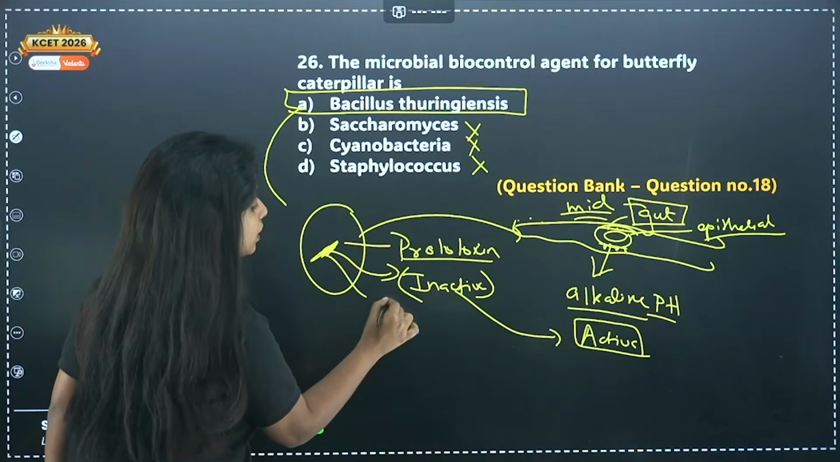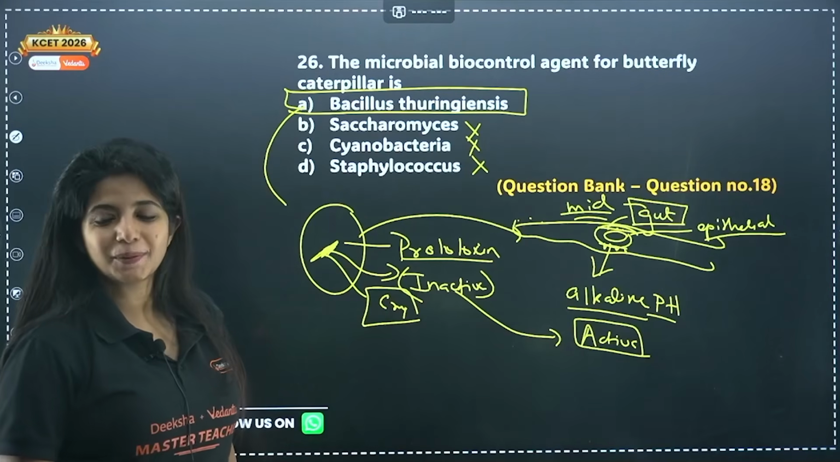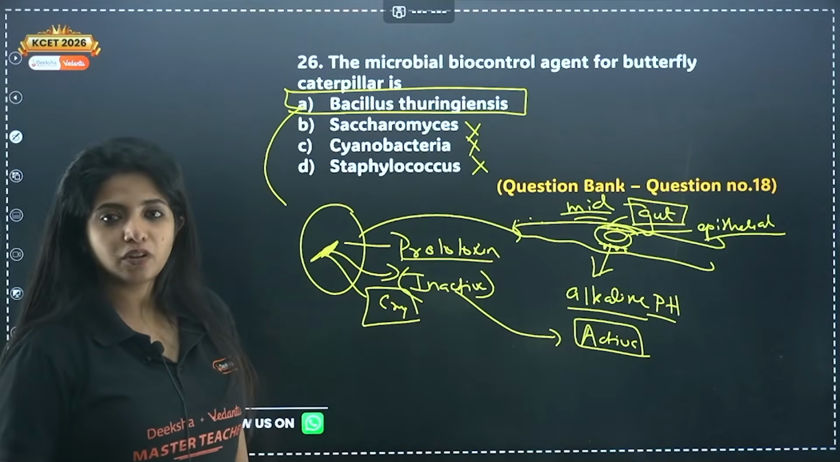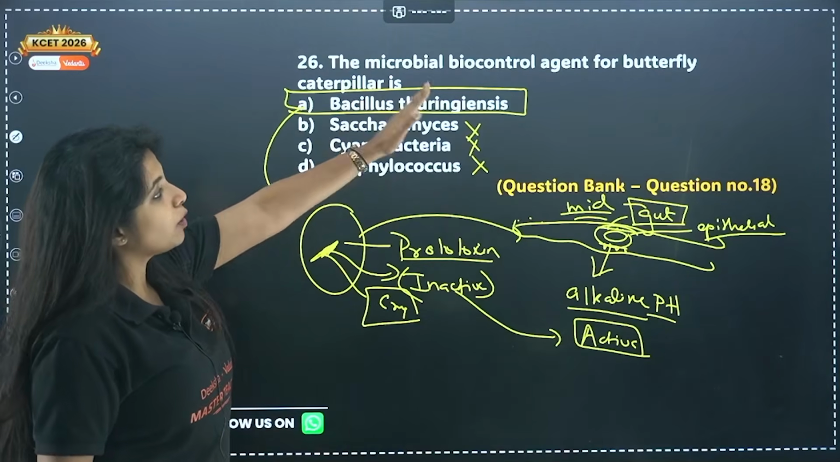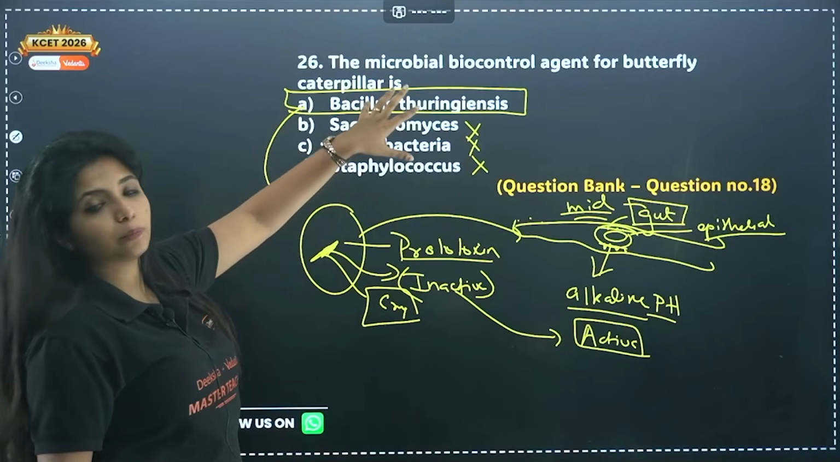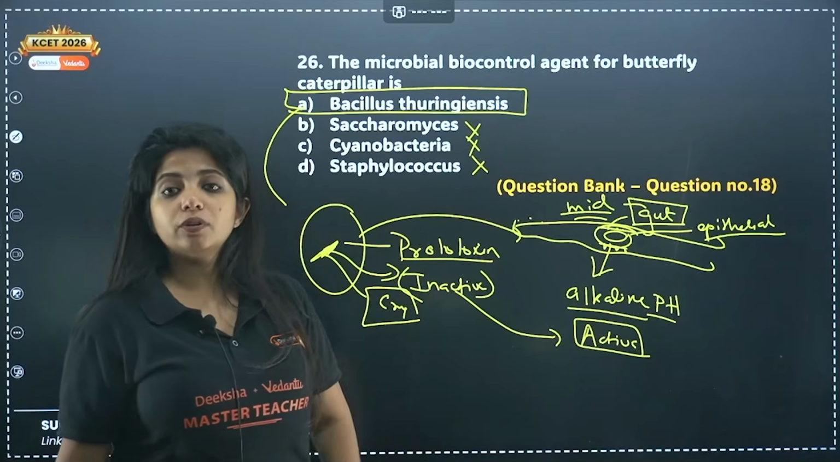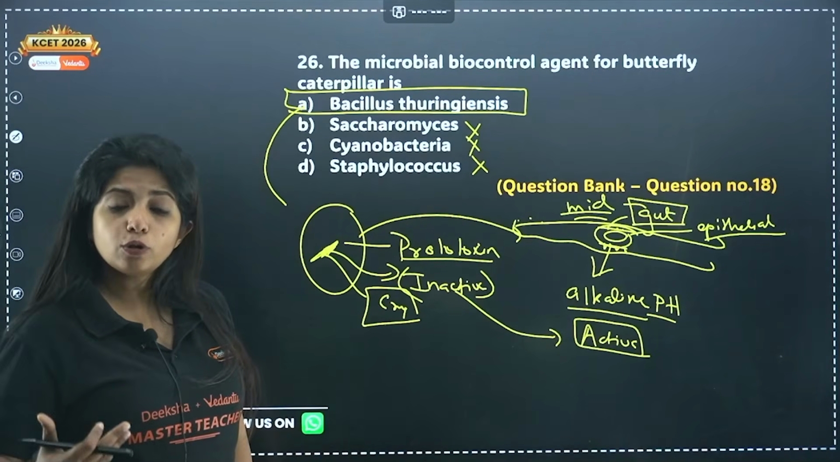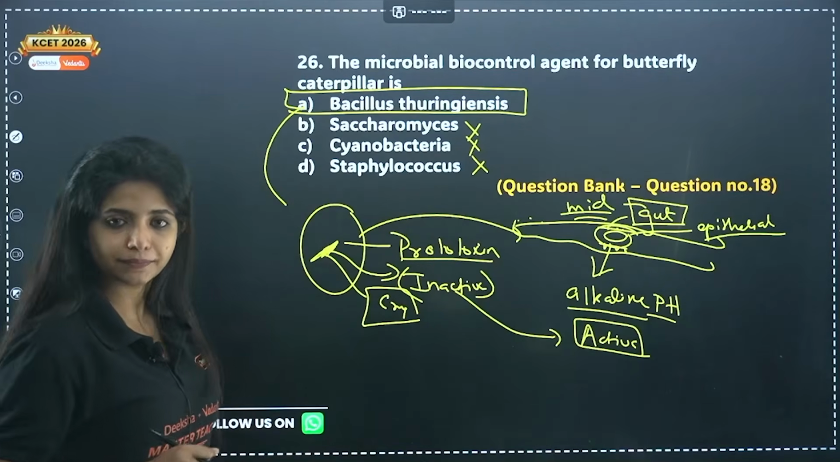What is the gene over here? It is known as cry gene. You will be studying about it in the next chapter, biotechnology, principles and processes. But anyway, the microbial biocontrol agent for butterfly caterpillar is Bacillus thuringiensis. It is also the biocontrol agent for other insects and also for brassicas, for example cabbage, cauliflower and so on. Okay?